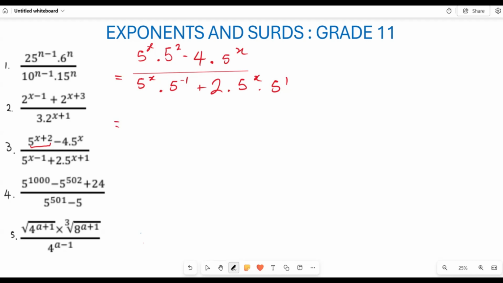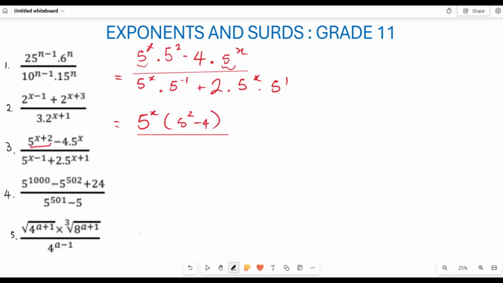So then now from here, what is the first thing that I'm going to do? Now I am going to take out my common factors, right? So my 5 to the power of x, I am going to take it as a common factor here and also even here, which means I am left with what? Firstly, in the numerator, this is same as 5 squared subtract 4, right? Then this is divided by.